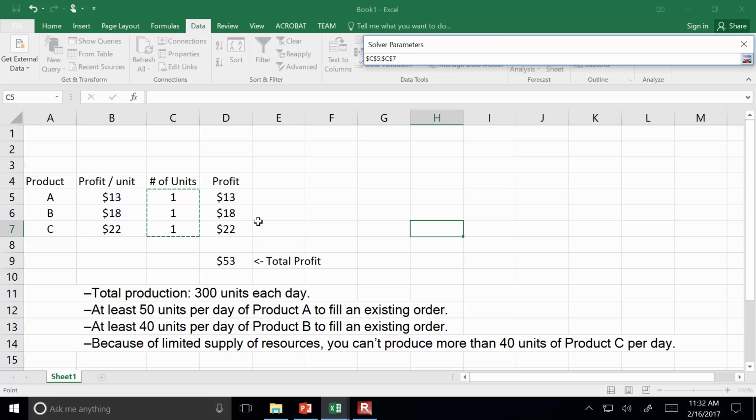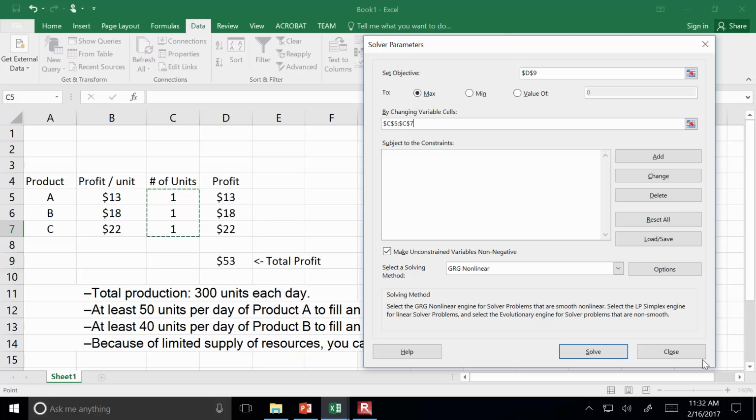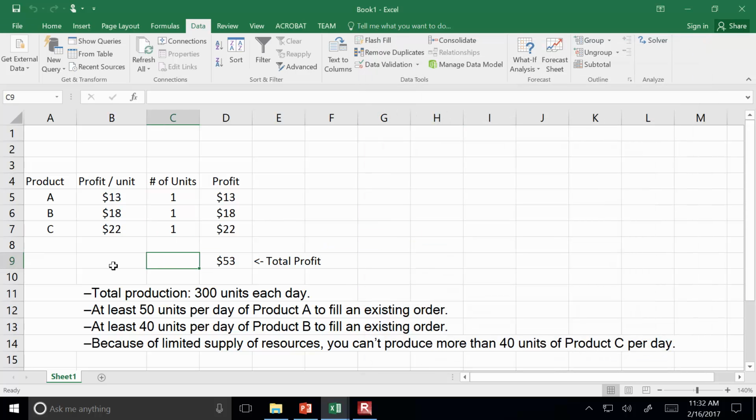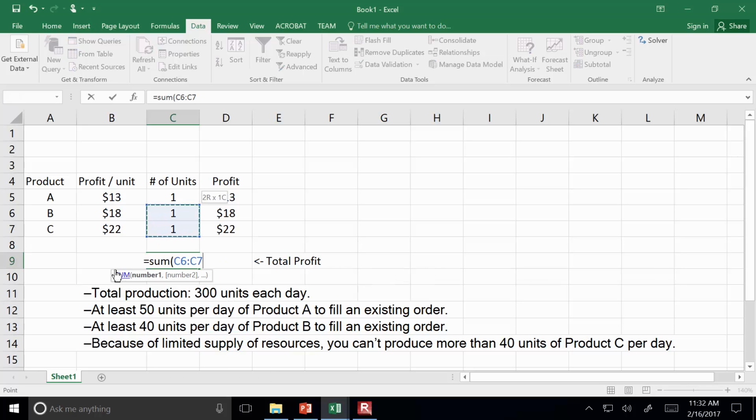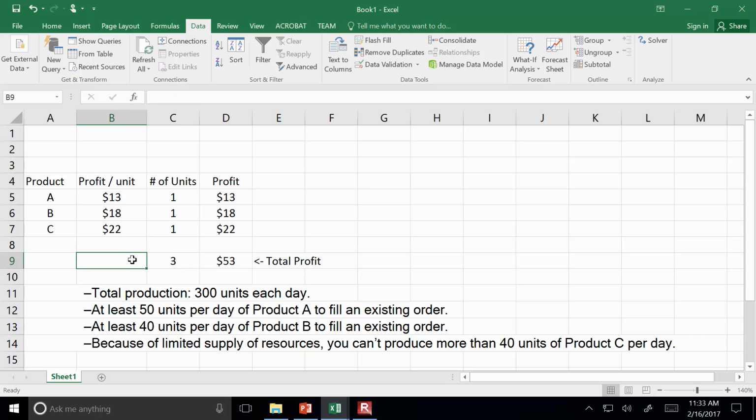Oh, you know what? I do need one other field in here. I need a field that's the sum of the total units, because remember, we've got a restriction that we have to make 300. So I do need to have that in there. So this is the total number of units. All right. So let me go back in now that I've got that being calculated.